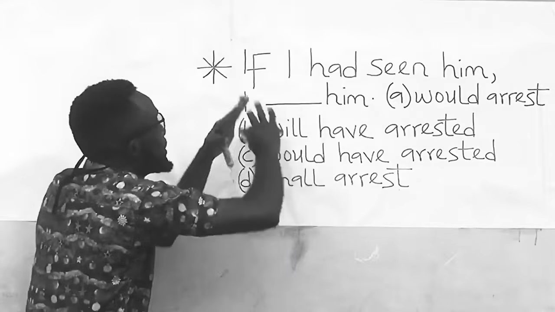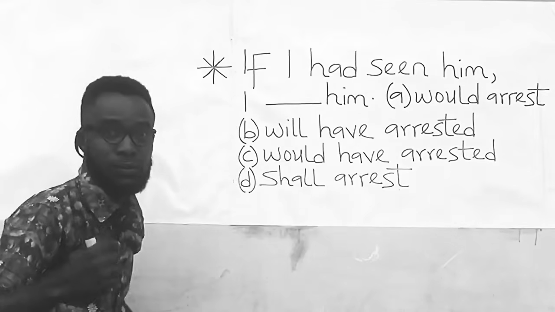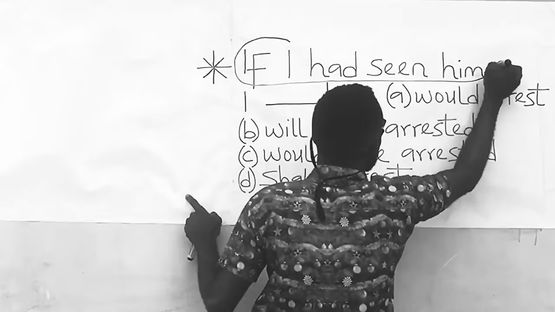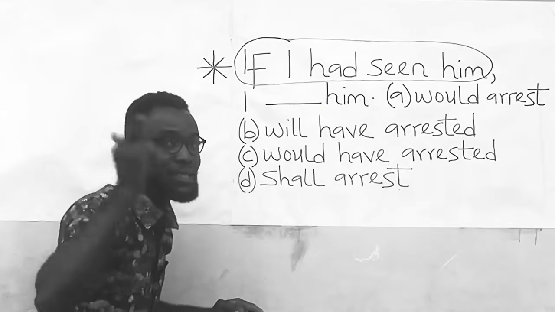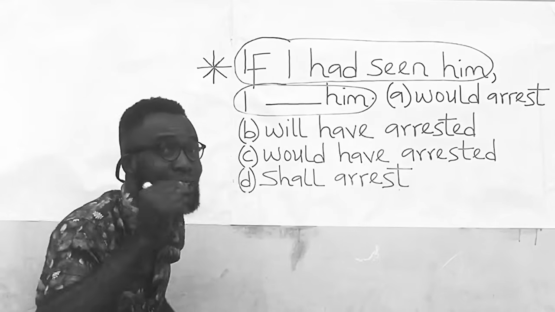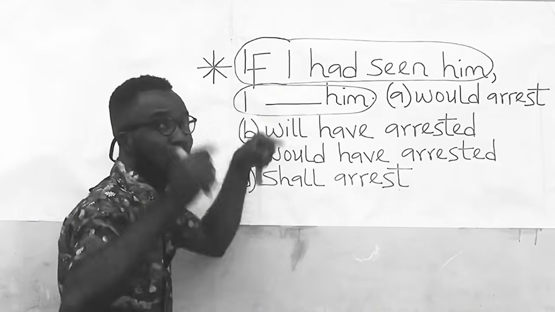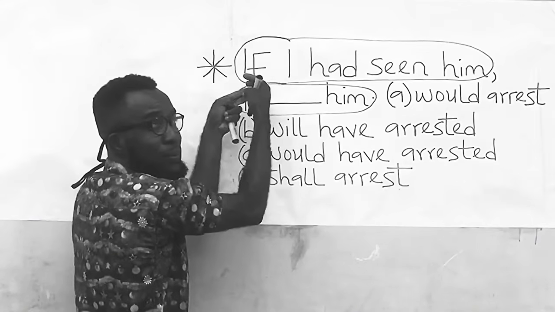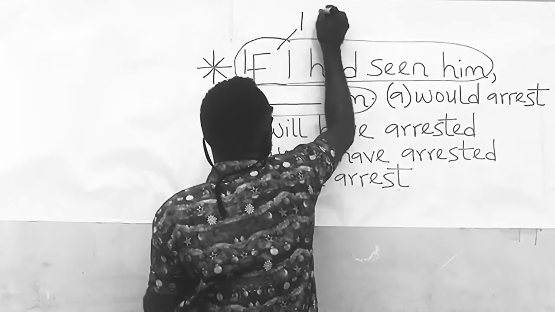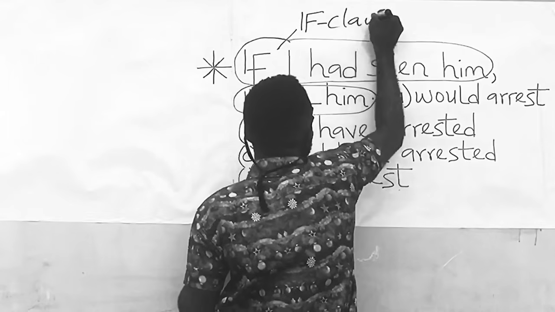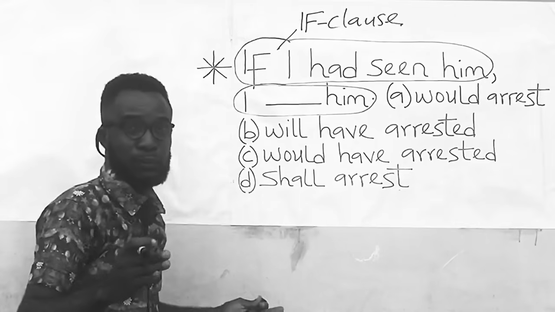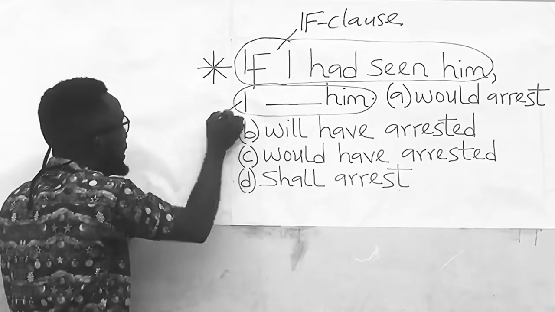If I divide this if statement into 2 parts, I will have the first part, if I had seen him. And the second part, I dash him. You will find out that the first part contains the if. The first part carries the if. So the first part is called the if clause. The second part does not carry the if. So we call the second part the main clause.